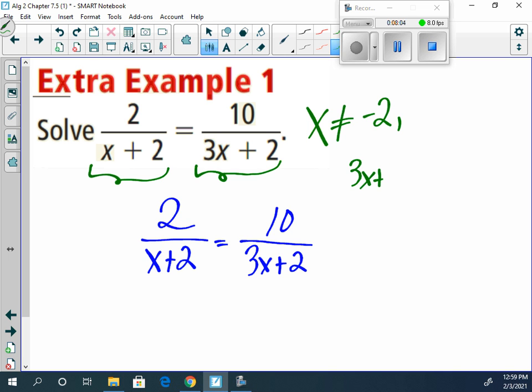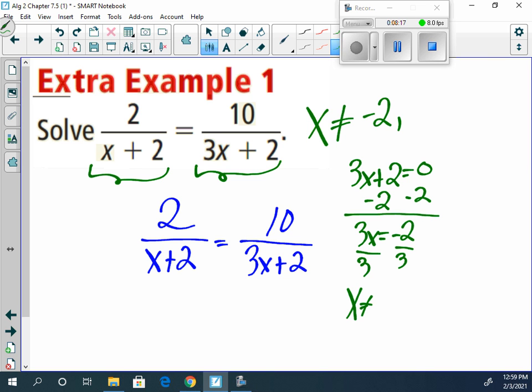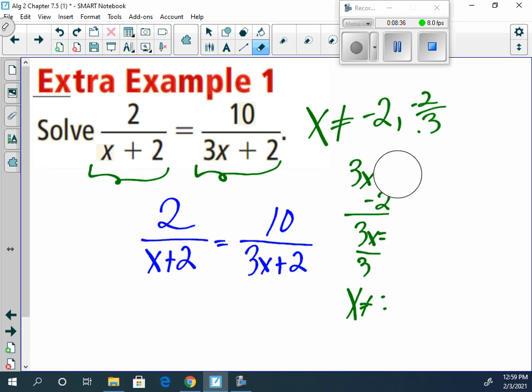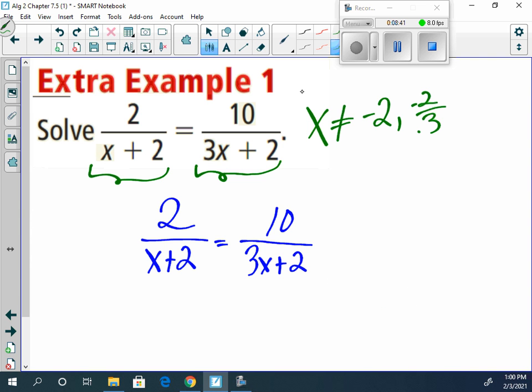And we can set that equal to 0. 3x plus 2 is equal to 0. Well, we would subtract 2 and get 3x is equal to -2. Divide by 3, and it'll tell us that x cannot be -2/3. So it works out -2 and -2/3 are going to be our restrictions for this here. Any questions on these here?